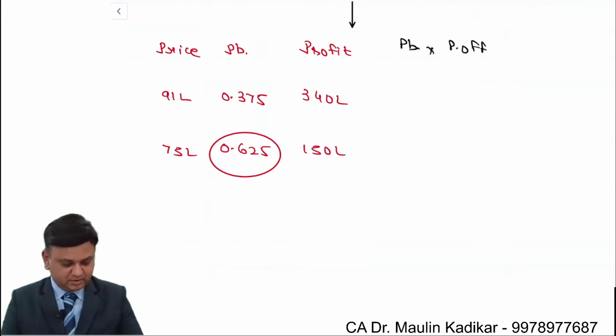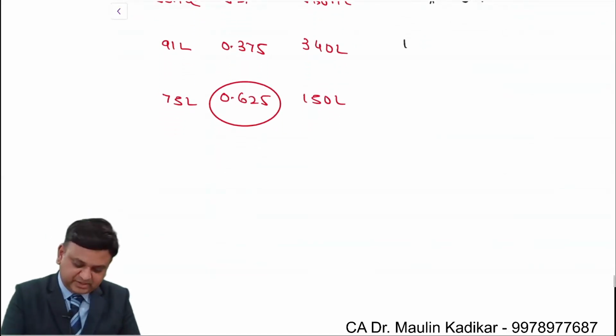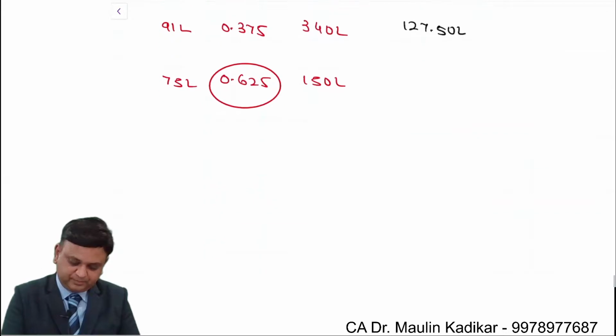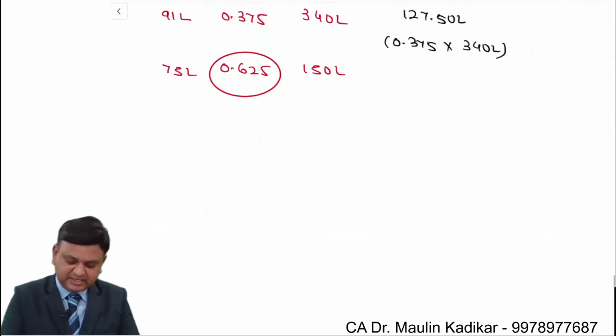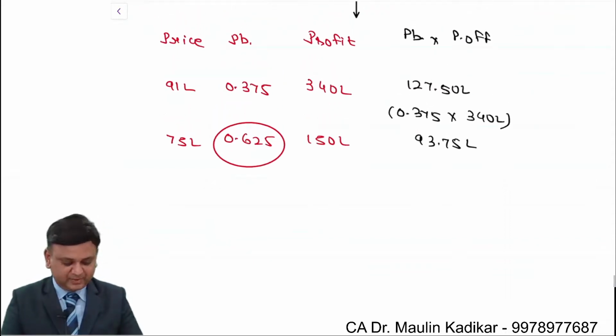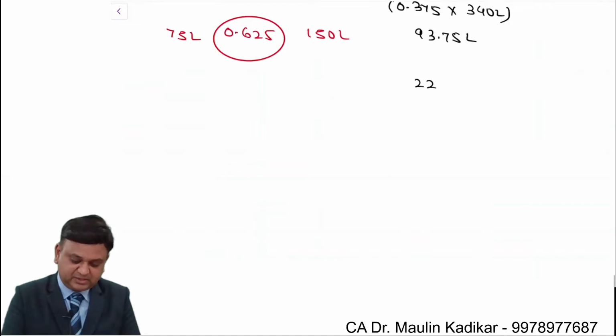What will happen? 340 lakhs into 0.375, you'll get 127.5 lakhs. So it is 0.375 into 340. In the next case, you'll get 62.5% chances you'll get 150 lakhs. That is 93.75 lakhs. Okay. So what will happen? 127.5 plus 93.75, that comes to 221.25 lakhs.